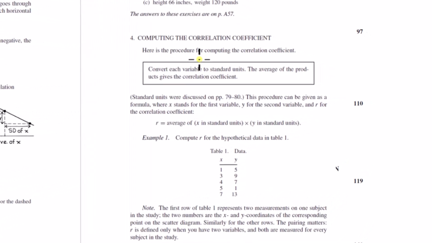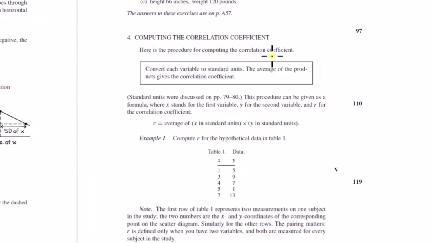Here is the procedure for computing the correlation coefficient. Convert each variable to standard units. The average of the products gives the correlation coefficient. So this is really interesting.